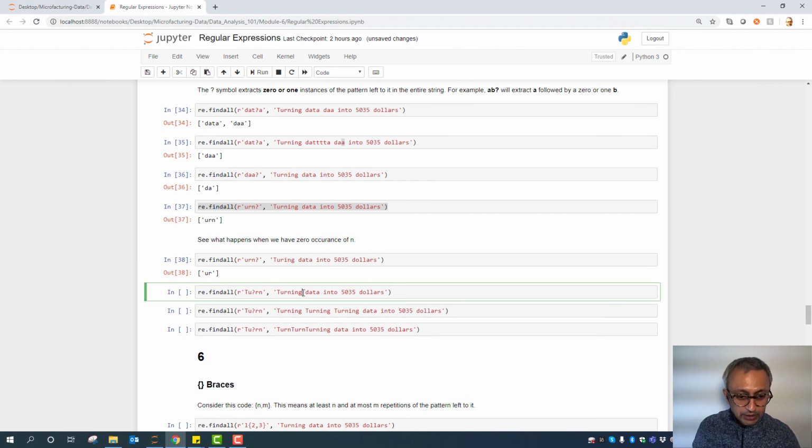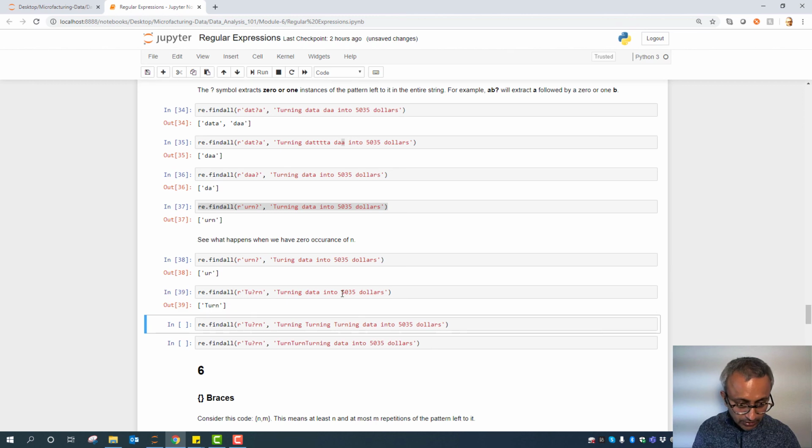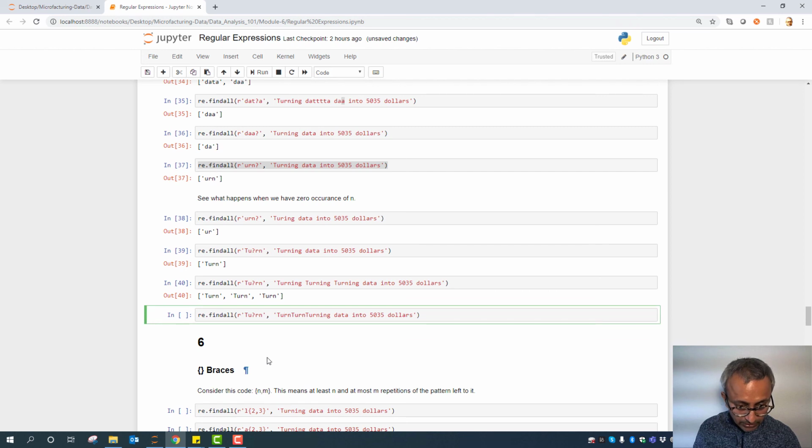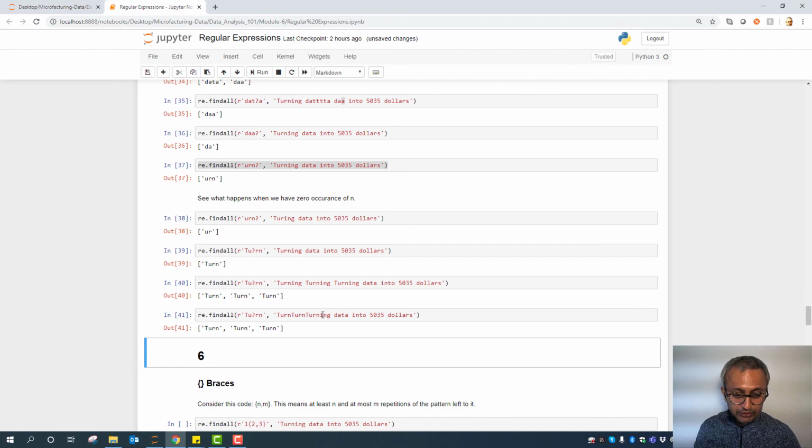Here it's going to return turn. Here it's going to return turn 3 times, I think, because you have turning. What about here? It's going to look for 0 or 1 occurrences of U. So it's going to find this, and find this. I think it's going to do the same thing, 3 times turn.